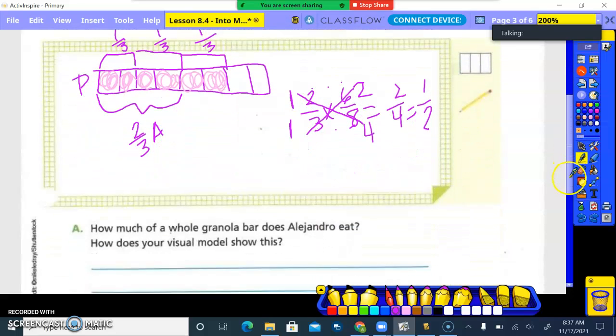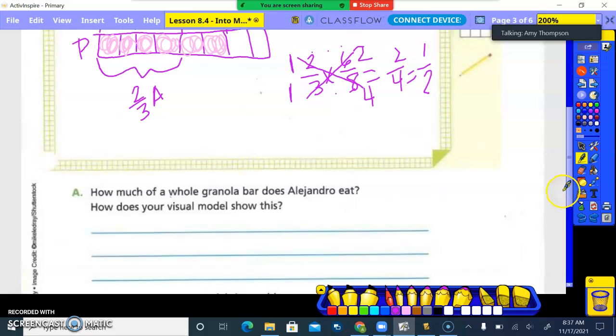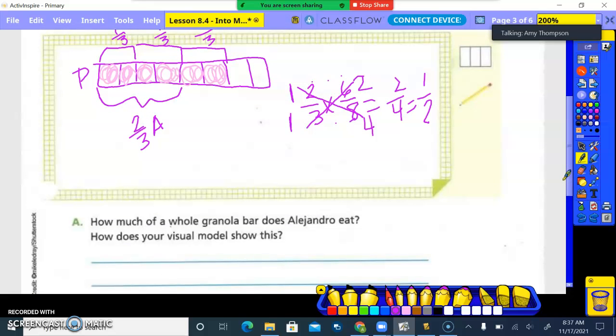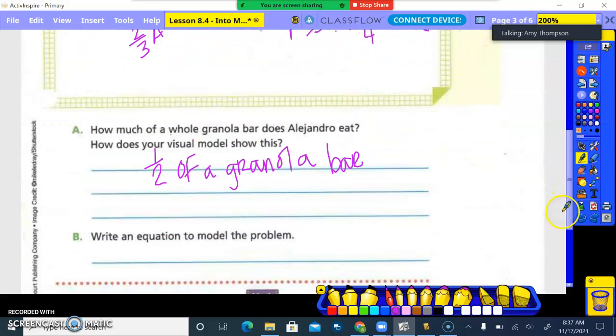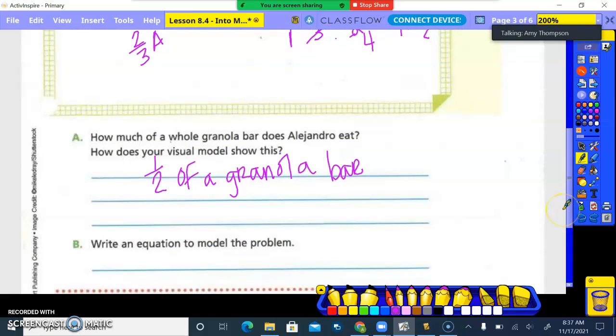Okay, so how much of a granola bar does Alejandro eat? How does your visual model show that? Okay, so basically we'll just say, because our visual model kind of explains it, 1/2 of a granola bar. Write an equation to model the problem. So we already did that, right? We said 2/3 times 6/8, and what do we get for our answer? 1/2 of the granola bar.